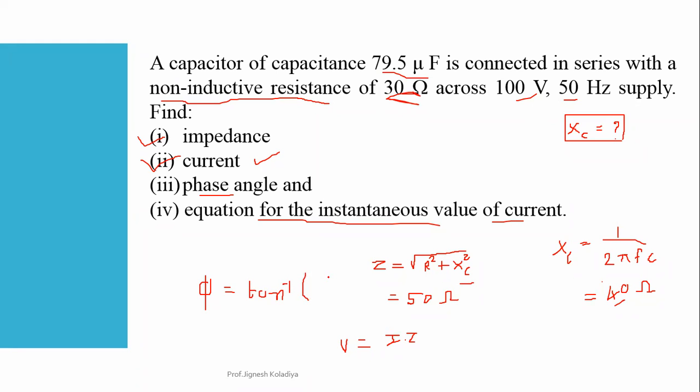Tan inverse XC by R. Okay, I am getting from Vishwajit, it's minus 53.13.